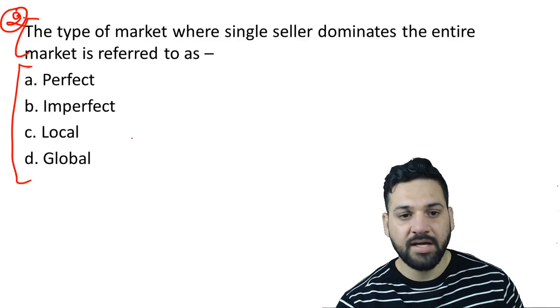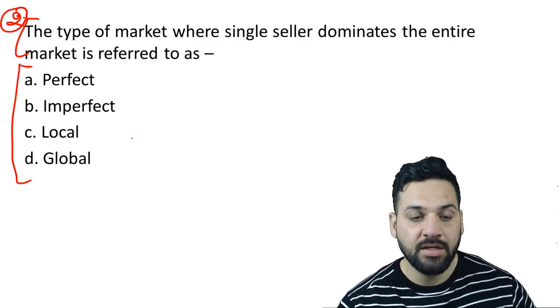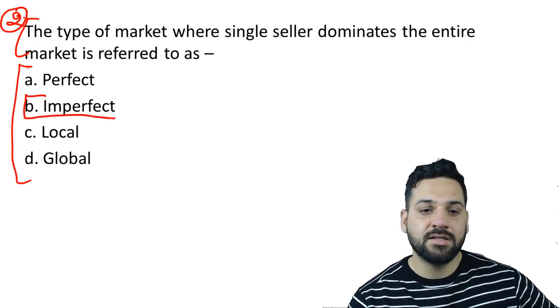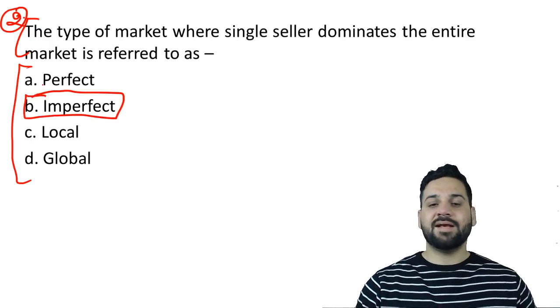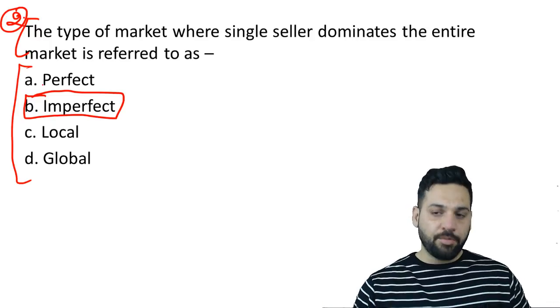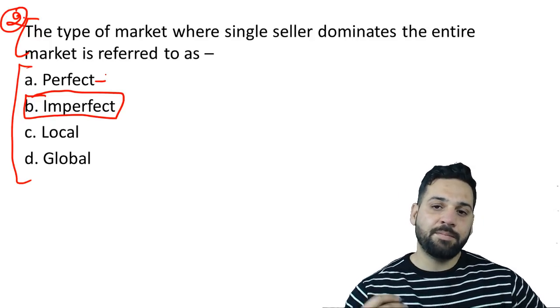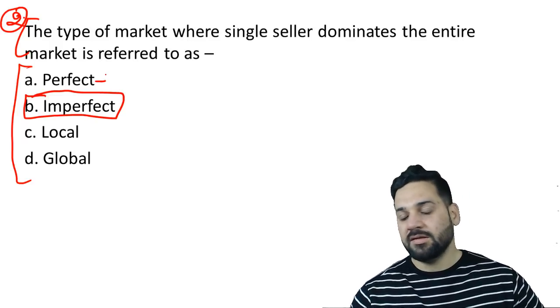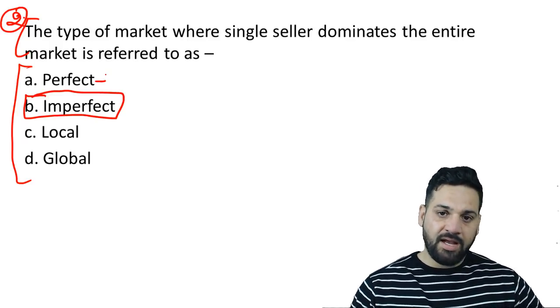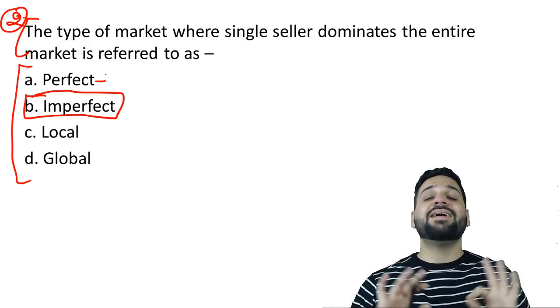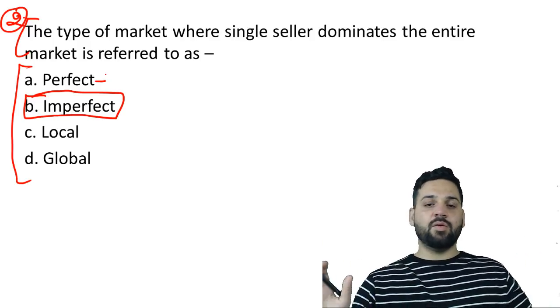But anyway, the correct answer is imperfect. In the imperfect market, there can be a monopoly, a single seller who dominates the market. What is the definition of a perfect market? In a perfect market, there are multiple sellers and nobody dominates the market. The single price is there in the whole market.